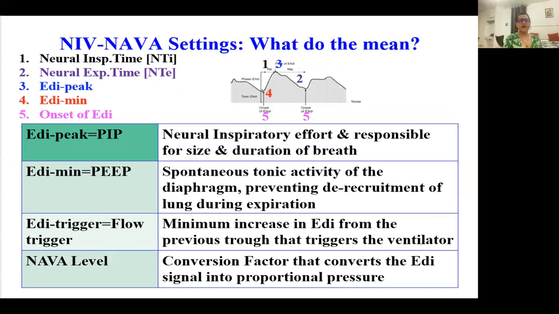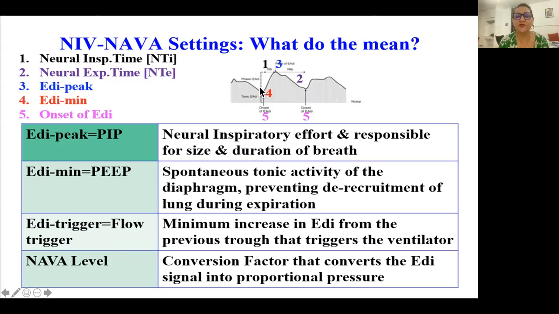So now, NIV NAVA setting, how do we do it? If you see, there is a trigger. This is the neural inspiratory onset, the onset of the EDI when the trigger would happen, and there will be an EDI minimum. And this is the EDI peak.